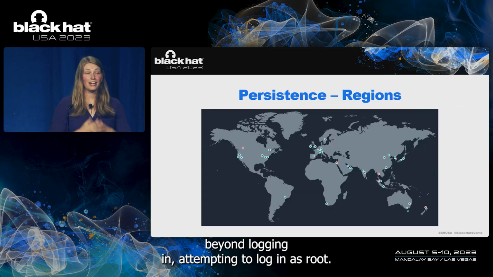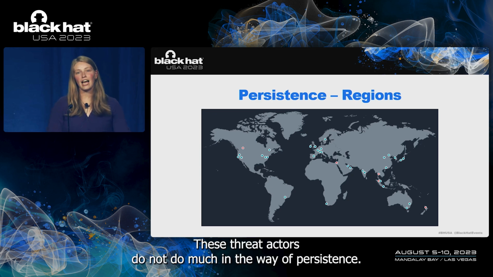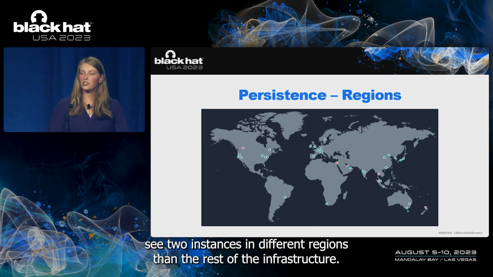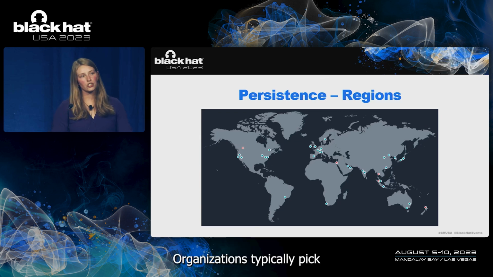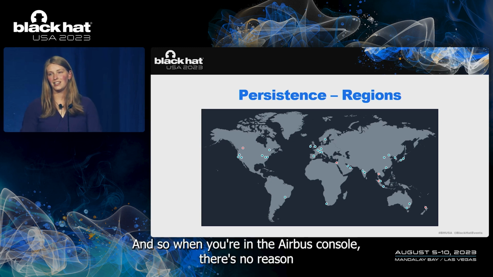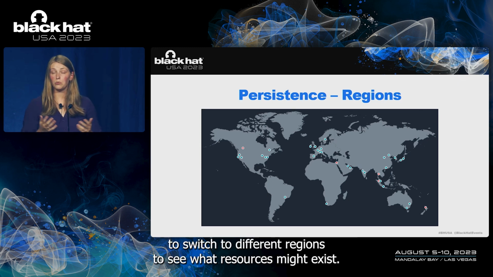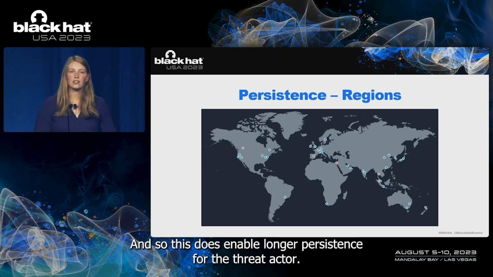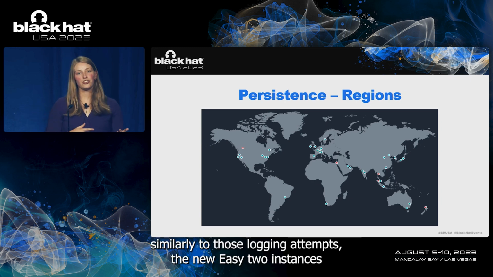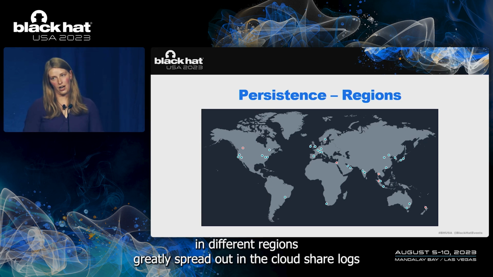Beyond attempting to log in as root, these threat actors did not do much in the way of persistence. The most clear attempt was creating EC2 instances in different regions than the rest of the infrastructure. Organizations typically pick one or two regions to host the majority of their infrastructure. And so when you're in the AWS console, there's no reason to switch to different regions to see what resources might exist. And so this does enable longer persistence for the threat actor. Again, similarly to those root login attempts, the new EC2 instances in different regions greatly stood out in the CloudTrail logs.